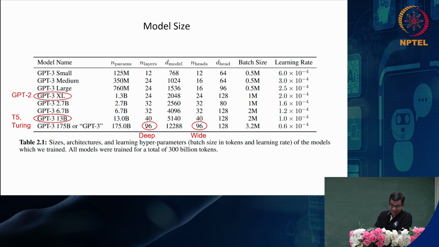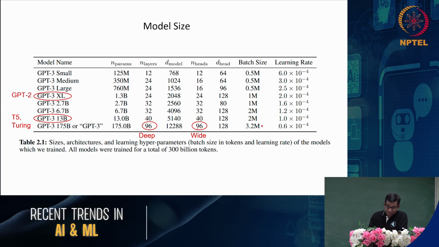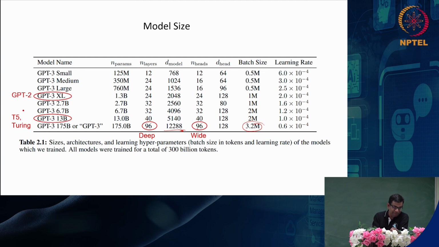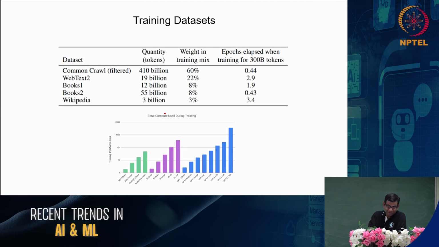So it has 96 layers, 96 attention heads, its batch size is 3.2 million, and its dimension is 12,000. So it's enormous, very, very large. For comparison, they also used some smaller models, which match the GPT-2 and T5 size, and that's basically just fact. You don't need to remember all these things.